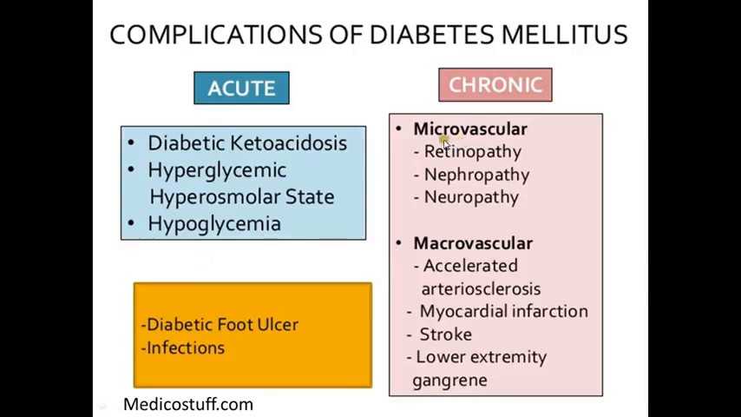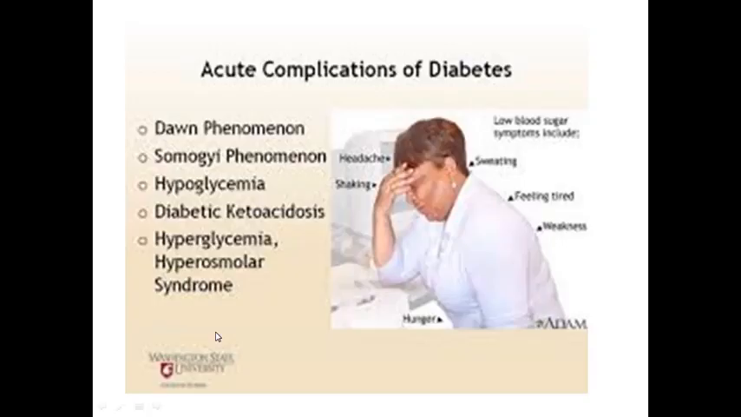And chronic, we have microvascular and macrovascular diseases. In microvascular, we have retinopathy, nephropathy, and neuropathy, while macrovascular is atherosclerosis, myocardial infarction, stroke, lower extremity gangrene. Diabetic foot ulcer and infections, we cannot forget them. These are very important complications of diabetes.